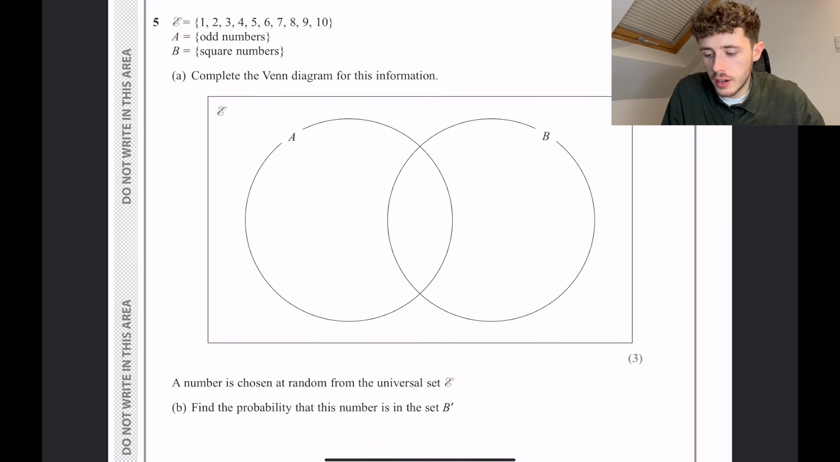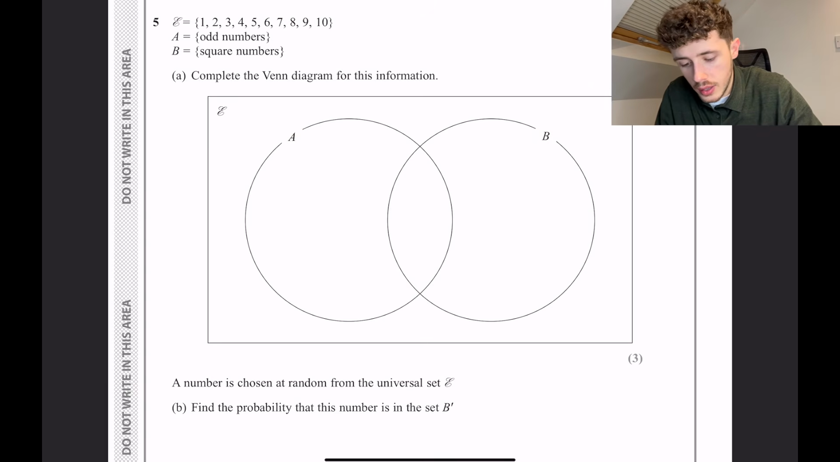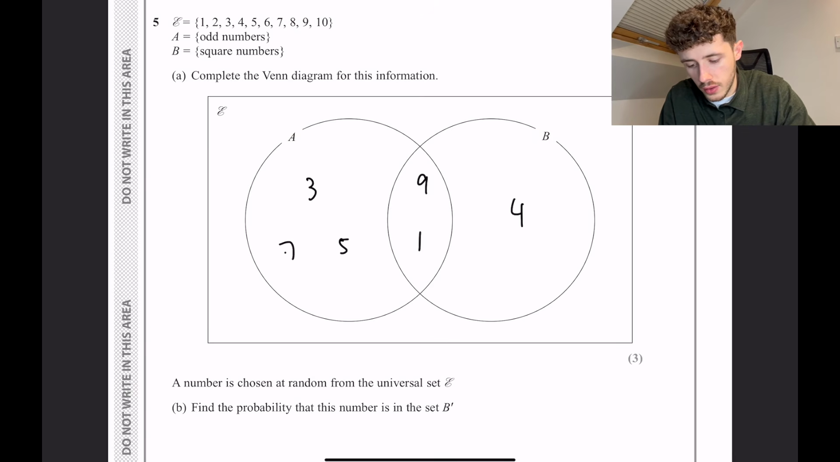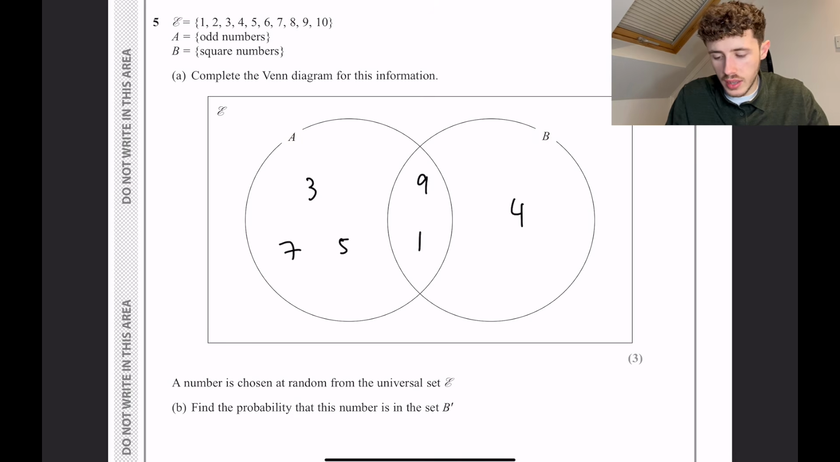Here we have a Venn diagram, the universal set being the numbers 1 to 10. A is the odd numbers, B is the square numbers. So straight away, is there anything in that set that is both an odd number and a square number? That will be 9 and also 1. The other square numbers would be 4 in your B, and the odd numbers that aren't already in this are going to be 3, 5 and 7. So on the edges, that leaves 2, 6, 8 and 10, and that is all of them.